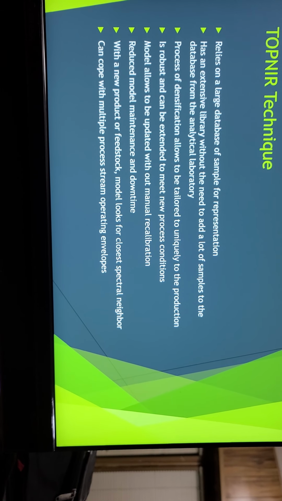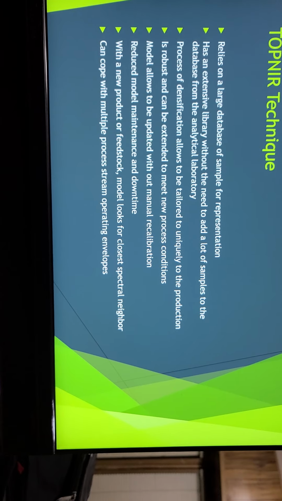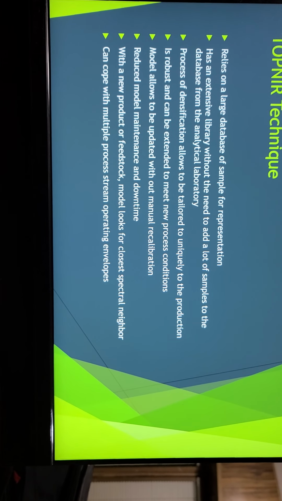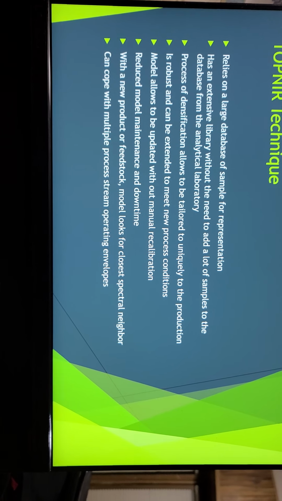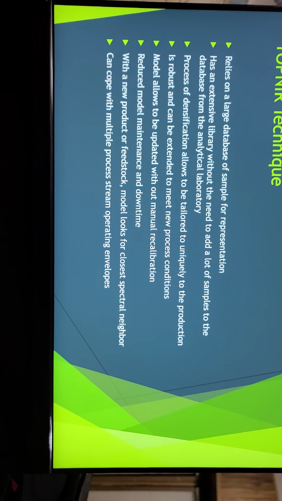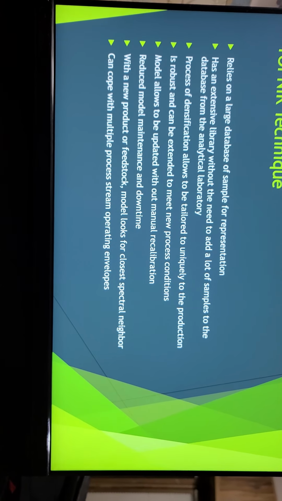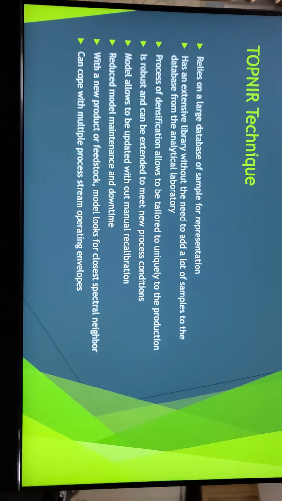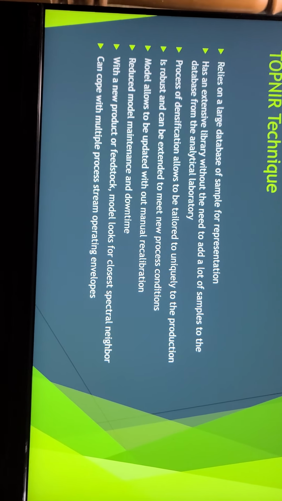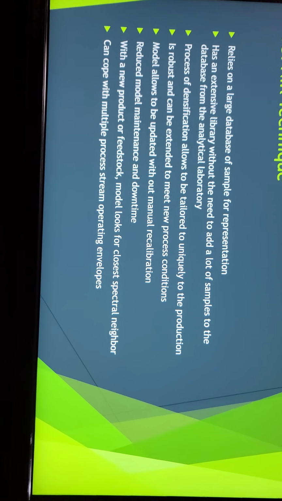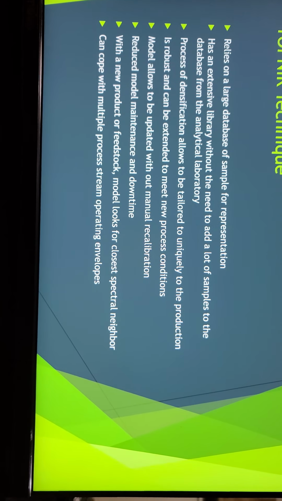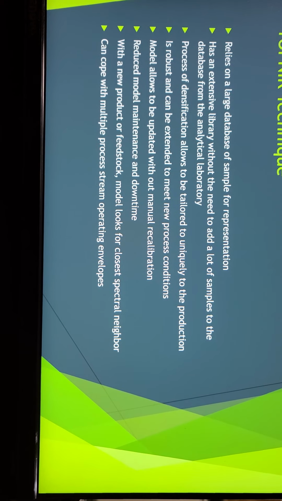And then with a new product or feedstock, the model looks for the closest spectral neighbor. So it can be a completely unknown. You got a new product coming in, feedstock, and you put it on this model, and it can predict because it'll find what it looks closest to. It'll look at the other neighbors of the data points, and it'll be able to predict. And so it can cope with multiple process stream operating envelopes. So like you can look at different properties at the same time.